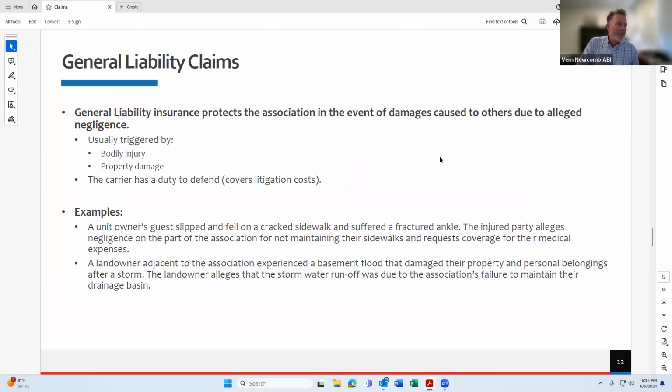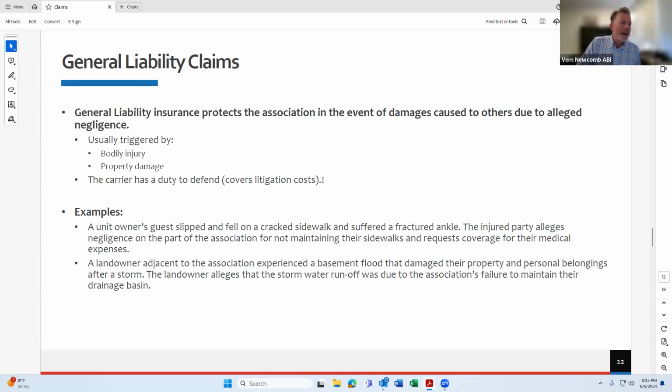So we have two liability policies we're going to talk about: general liability and directors and officers. General liability deals with injury to individuals or property damage, somebody's property. Oftentimes I'll have a manager or board member call me up and say, someone got injured on our property, is this covered?